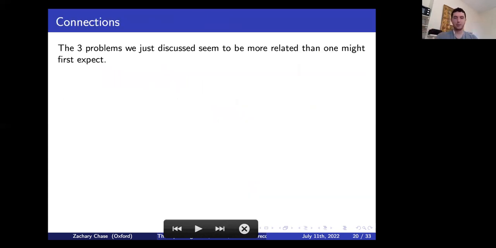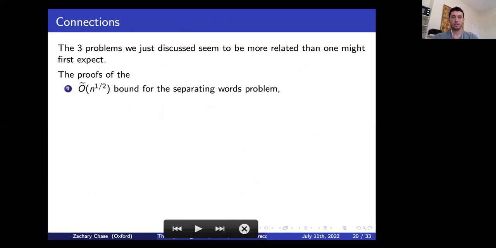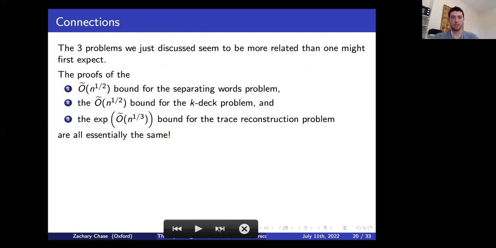Sorry to throw those 3 different problems at you, but now we can talk about how they're related and go over a common proof that gives bounds for each of them. It turns out that the proofs of the n to the 1/2 bound for the separating words problem, the n to the 1/2 bound for the KDEC problem, and the e to the cube root of n bound for the trace reconstruction problem are all essentially the same, which I think is very interesting.